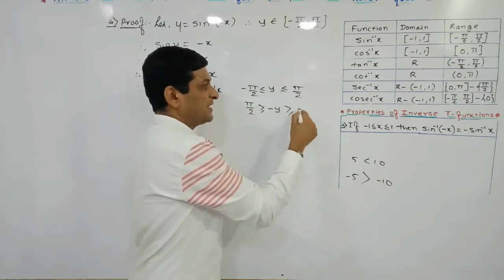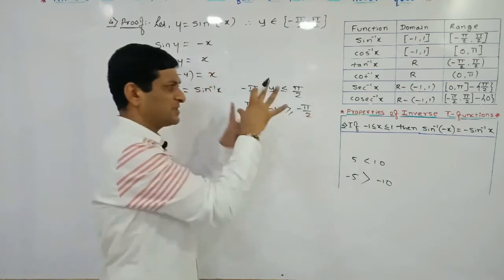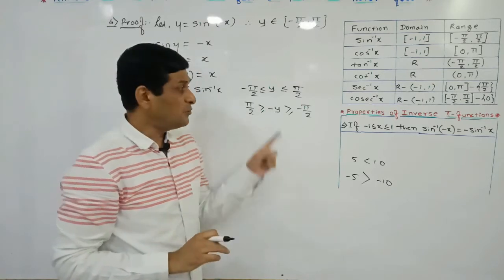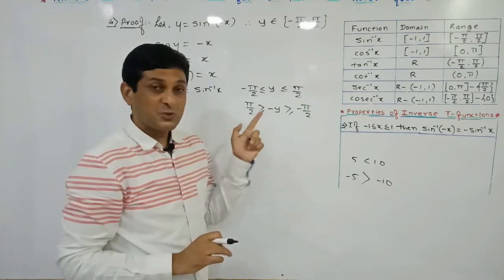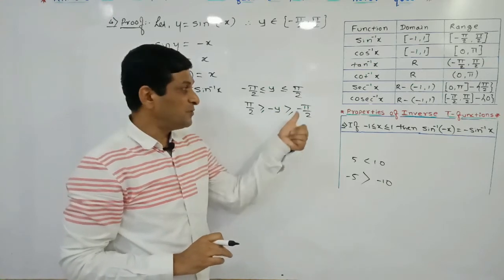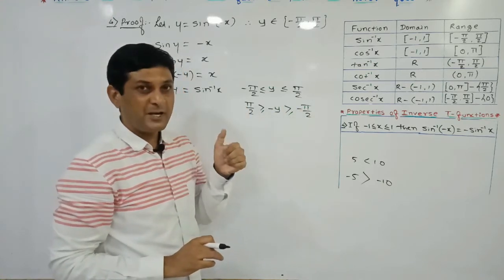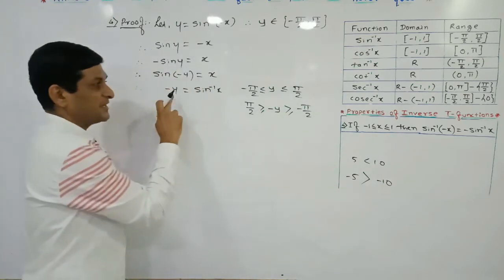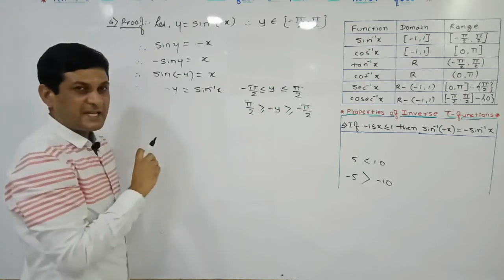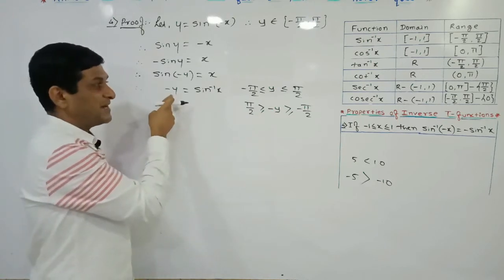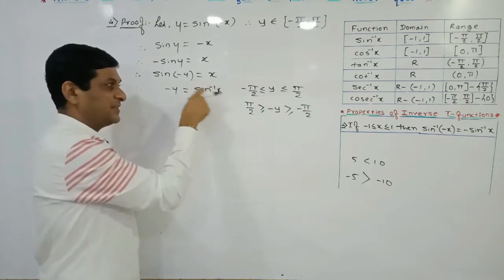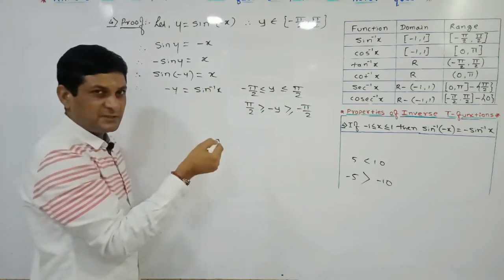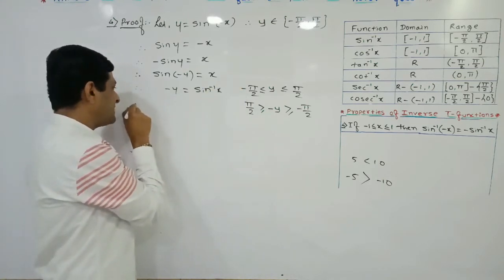Here also the inequality will get changed, and here we will get minus pi by 2. Just simply we are multiplying by minus and using the properties of inequalities. Now we can observe that minus y lies in between minus pi by 2 and plus pi by 2. And this is nothing but the range of which inverse trigonometric function? Sine. So we are able to consider this as a value of sine inverse of x, because it lies in the range of sine inverse. So we are able to consider it as a principal value.